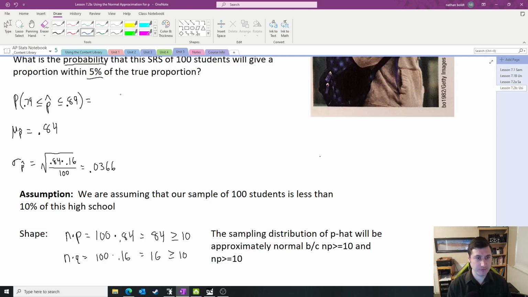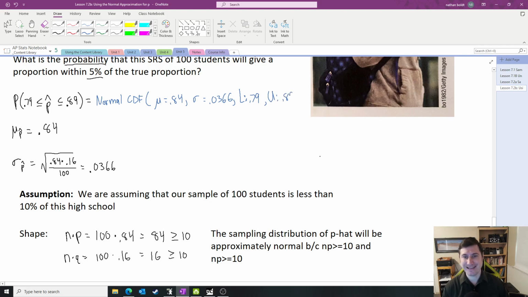So instead of rewriting, I can just go up here. So now we can do the normal CDF, where our mean is equal to 0.84. Our standard deviation is equal to 0.0366. Our lower is equal to 0.79, and our upper is equal to 0.89. Type all that in.